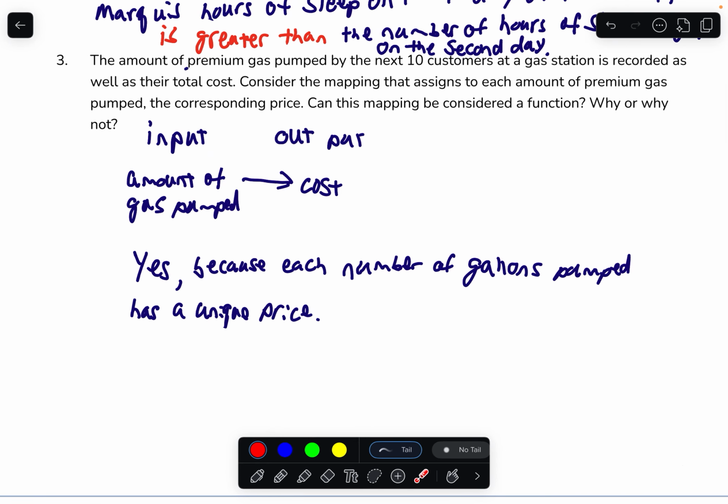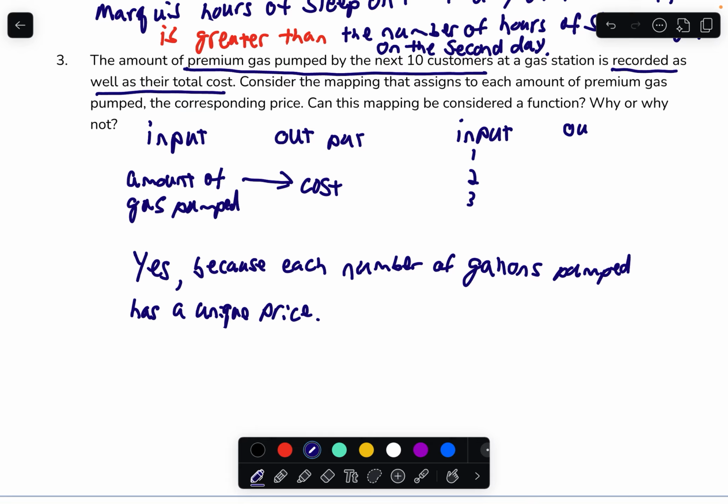Question 3. The amount of premium gas pumped by the next 10 customers at a gas station is recorded as well as their total cost. Consider the mapping that assigns to each amount of premium gas pumped the corresponding price. Can this mapping be considered a function? Why or why not? Well, the mapping is that kind of formal way of representing functions where you have an input, like 1, 2, 3, and outputs from the function like 20, 30, and 40.